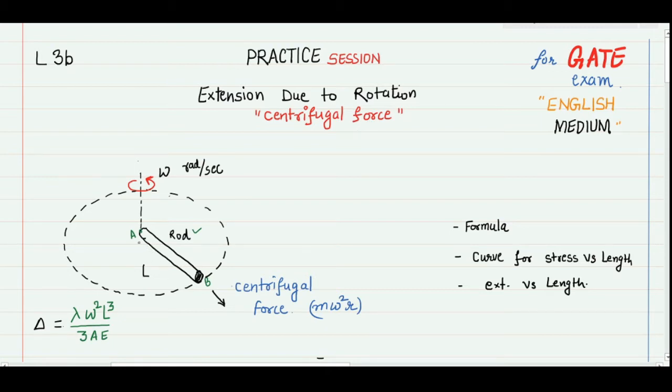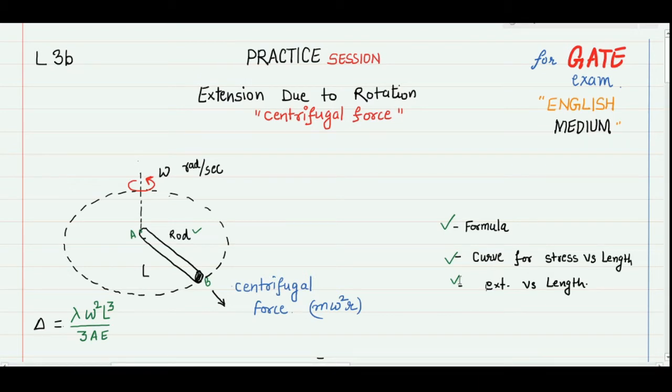Here I am showing a problem where the rod AB is rotating in the horizontal plane about this vertical axis with an angular velocity omega radian per second. Since it is rotating, there will be some centrifugal force which is responsible for the extension in the rod, and today we are going to derive the formula for this extension, as well as see what happens when we look at the stress distribution along the length of the rod or the extension along the length of the rod. These three problems are really important for GATE and other competitive exams.